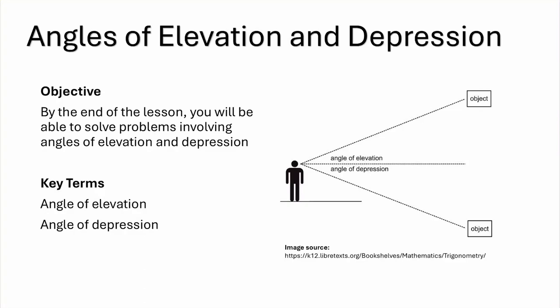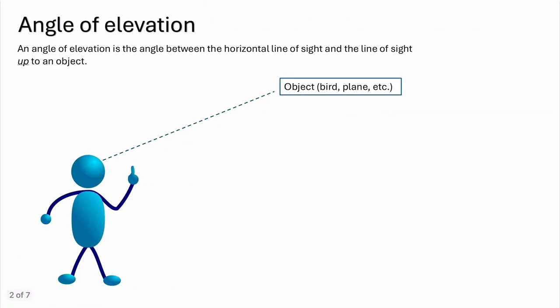So in this video, we're going to talk about a very popular application of trigonometry, which is angles of elevation and depression. An angle of elevation is an angle between the horizontal line of sight and the line of sight up to an object.